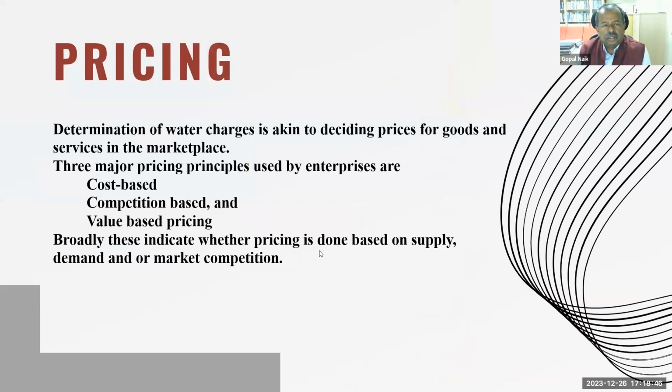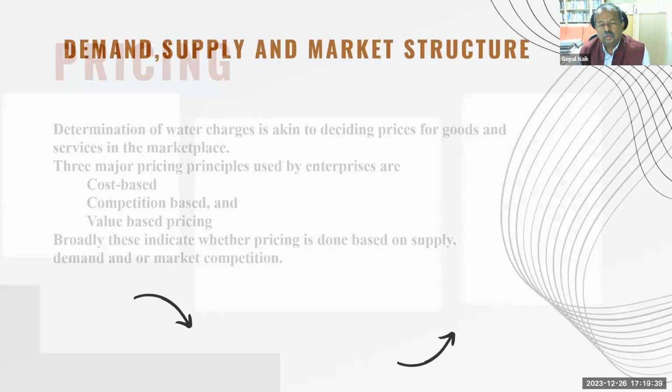So the question is, how do you price the water? Of course, as I just mentioned, it is like deciding prices in any marketplace. One can also use pricing principles such as cost-based pricing, competition-based pricing, or value-based pricing. So broadly, these different pricing approaches are based on supply, demand, and market competition. Let me briefly talk about what I mean by supply, demand, and market competition, and then we can relate that to these principles of cost-based, competition-based, and value-based pricing.